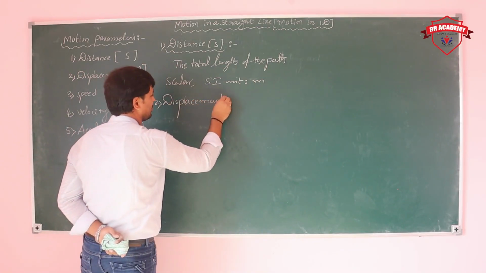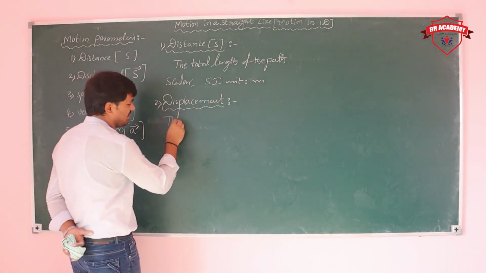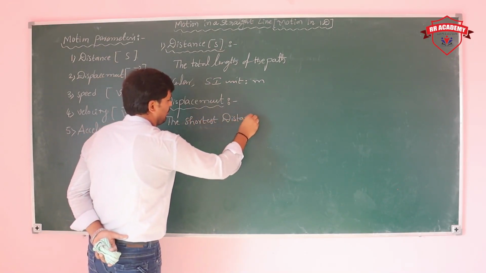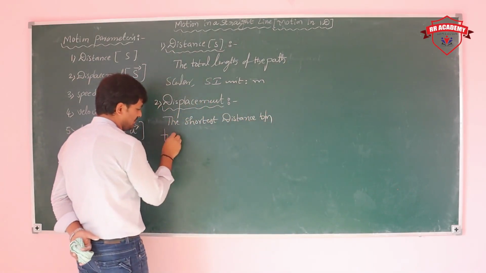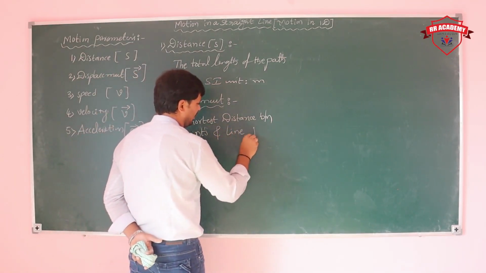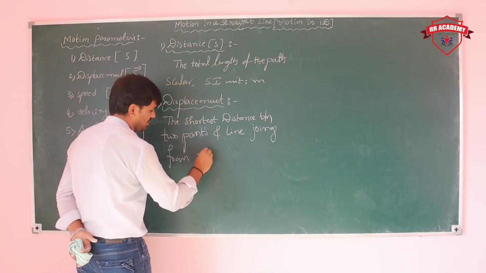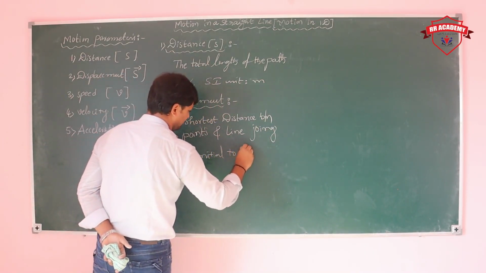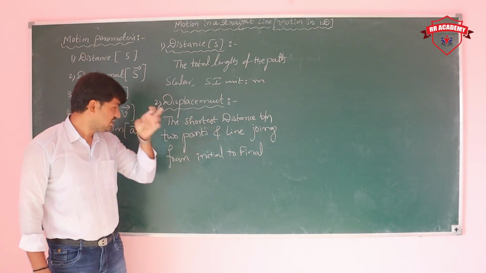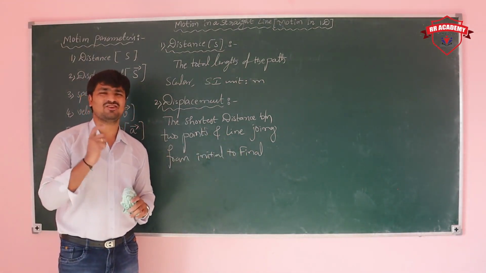And what about displacement? Displacement is a vector function, but how do we define displacement? Displacement is the shortest distance between two points, the line joining from initial to final. So the shortest distance between the two points, the line joining from the initial point to the final point, is called displacement.